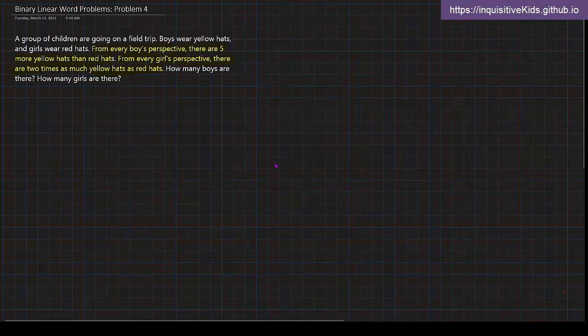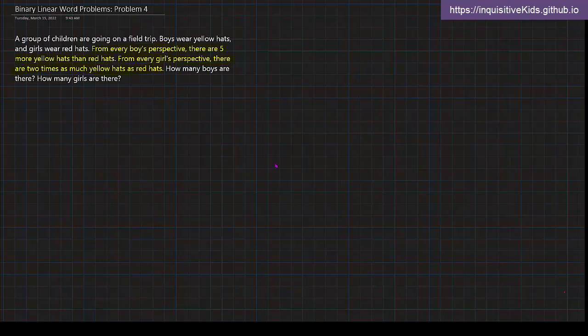So it's important to really understand what this problem is talking about and what it means by perspective. First, we know that boys are the ones wearing yellow hats and the girls are the ones wearing red hats. So let me ask you a question. Can a boy wear a red hat? No, because boys wear yellow hats. And can a girl wear yellow hats? No, because girls only wear red hats. So the number of yellow hats is equal to the number of boys, and the number of red hats is equal to the number of girls.